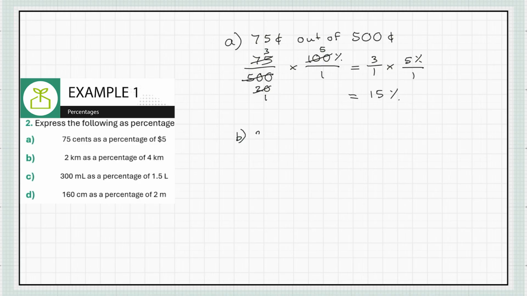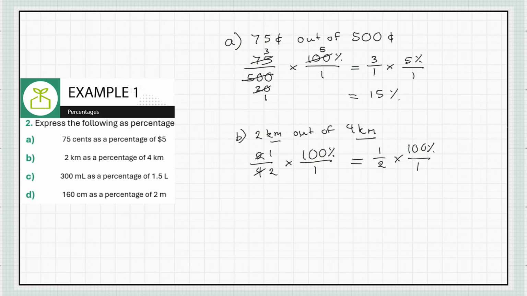Okay, let's look at B. We have 2 kilometers as a percentage of 4 kilometers. Because the units are the same, we don't have to worry about any conversions, and we can do 2 over 4 times 100% over 1. Now this simplifies down by dividing the top and bottom both by 2 to 1 over 2. So we just have to do 1 over 2 times 100% over 1, which is the same as 100% divided by 2, which is just 50%.